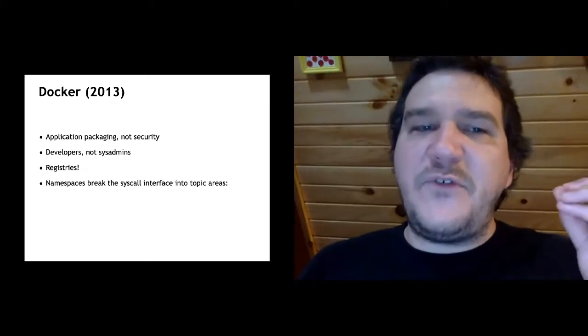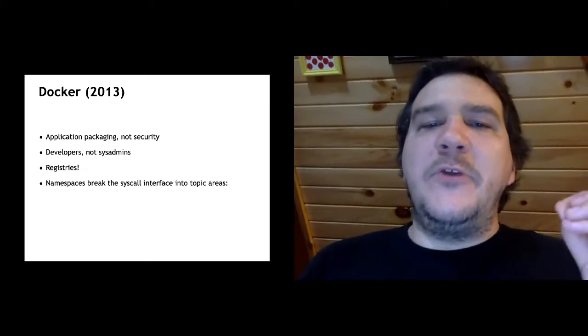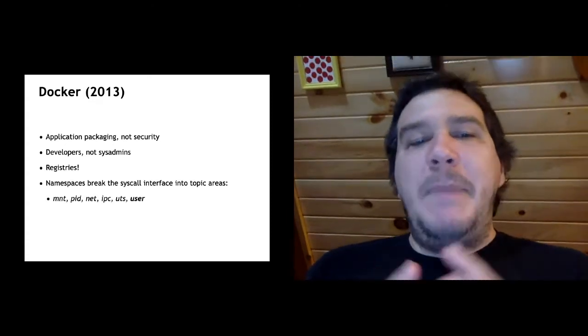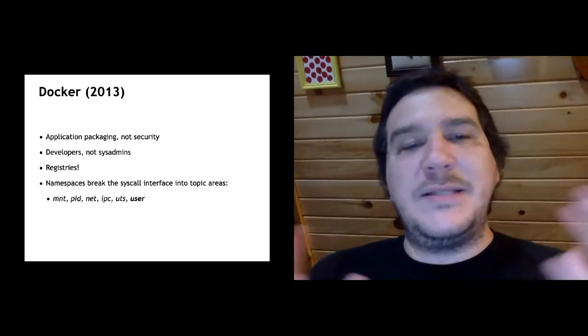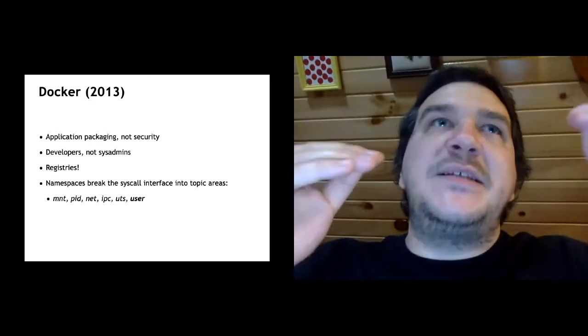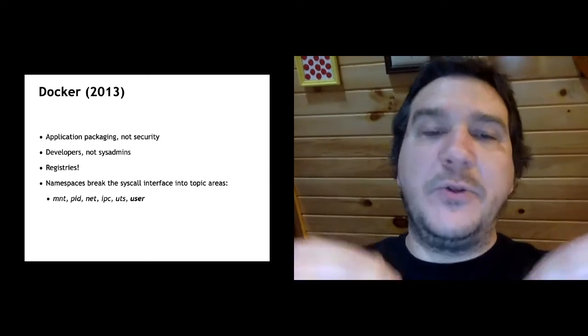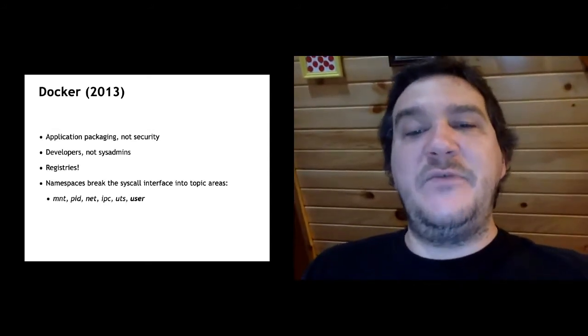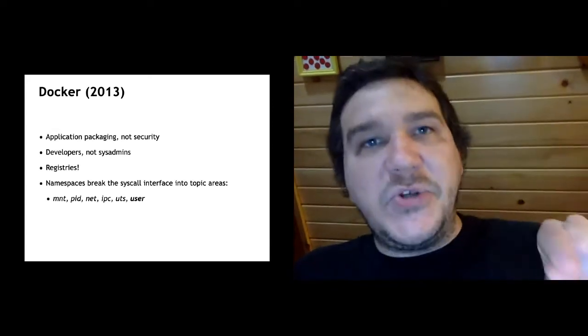In Linux, if you're not familiar, the syscall interface is broken into different topic areas, and those are called namespaces. Mount namespaces control what mount points, network namespaces help with networking. All the different things that you would want the kernel to do for you are broken into different topics, and you can get different namespaces out of each of those. The kicker here is the user namespace.